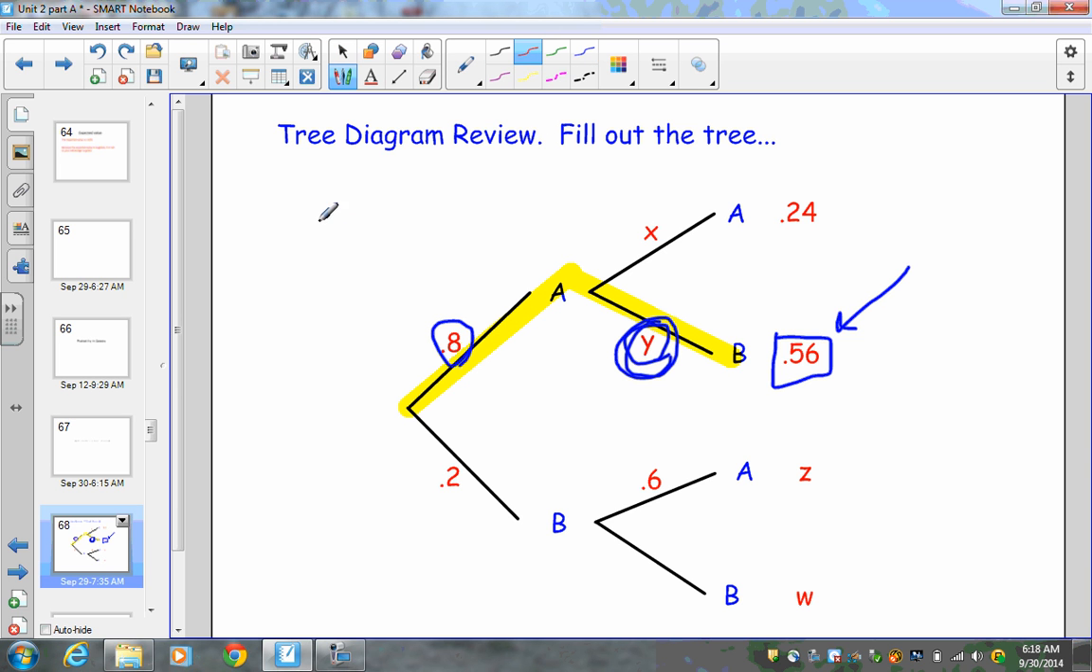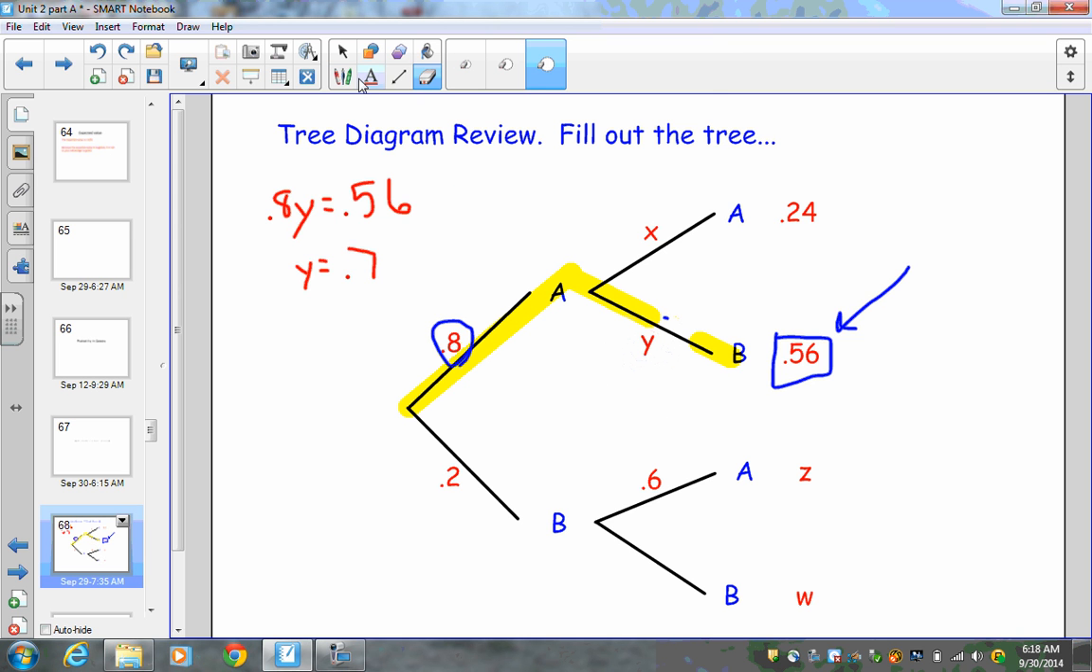So in my mind, I'm thinking this: 0.8 times Y is equal to 0.56. All right, simple division. Y is equal to 0.7. So that means this Y is going to be equal to 0.7.